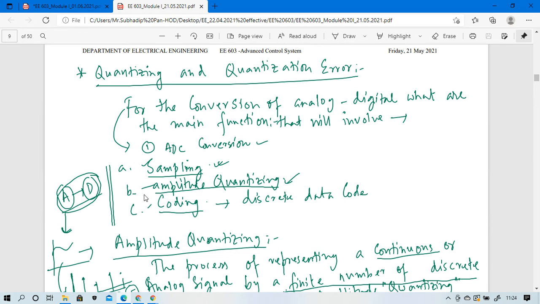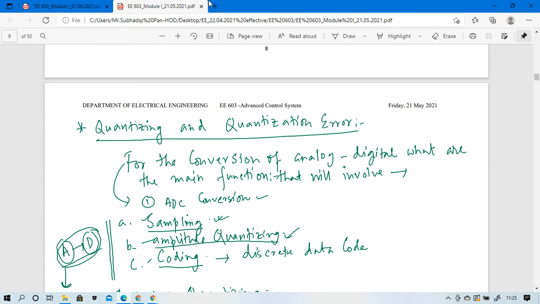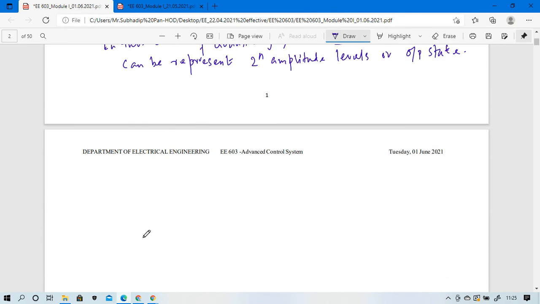These three processes are considered only when we have a binary number system, or a simple representation of a number system. So for that case, what we will see is the quantizing level.